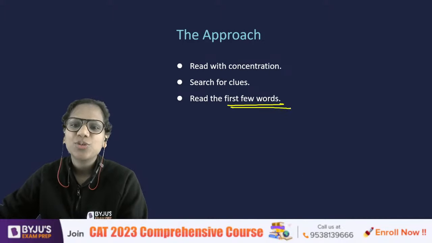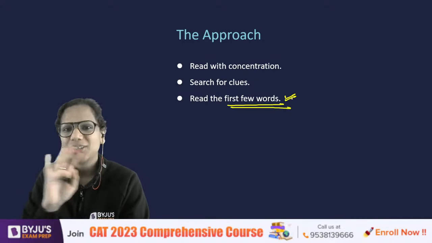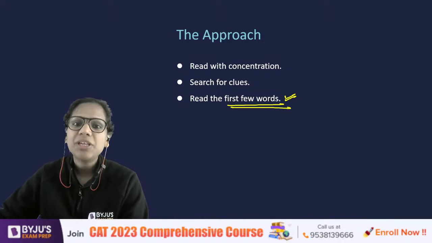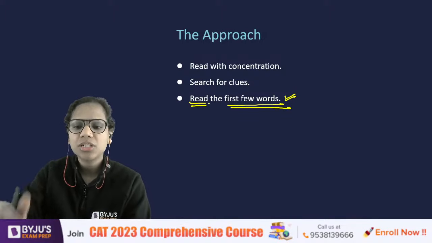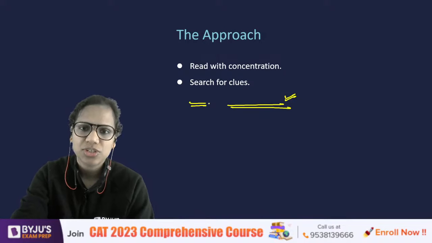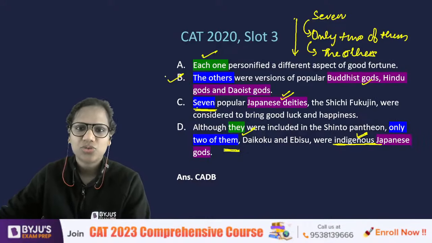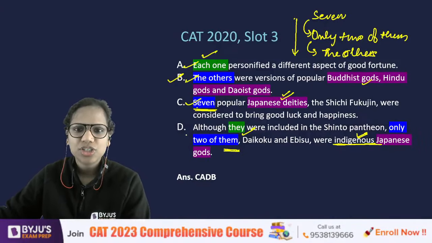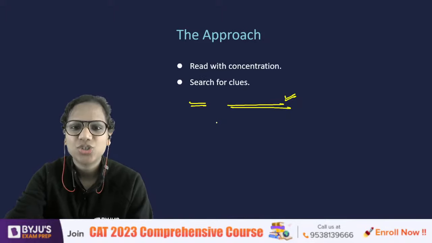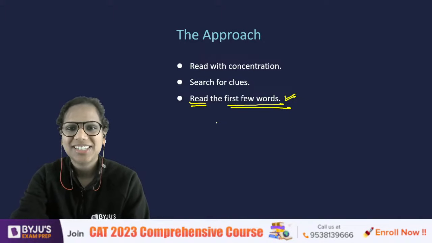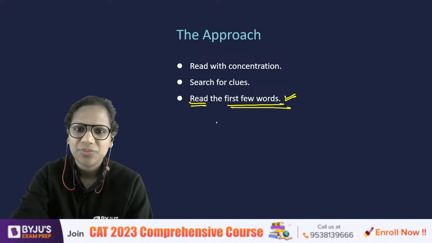Read the first few words of each sentence. I'm not saying don't read whole sentences, but yes, pay specific attention to the first few words. Sometimes they contain a lot of clues. For instance, look at your previous question. So many clues in the first few words. Yes, in the first couple of words here. So pay attention to these first few words. They contain a lot of clues.